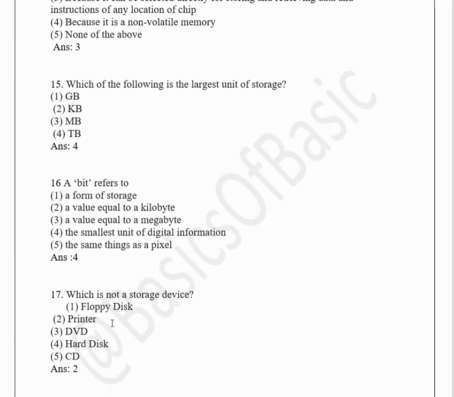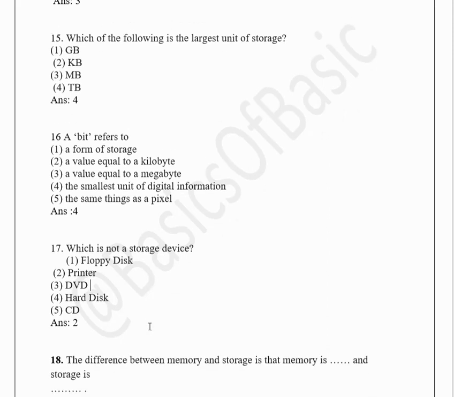Which is not a storage device? Floppy, printer, DVD, hard disk, CD. As in the previous question I said, printer is an output device. So can it be a storage device? The printer is the only thing that is not a storage device. Rather, it is an output device.